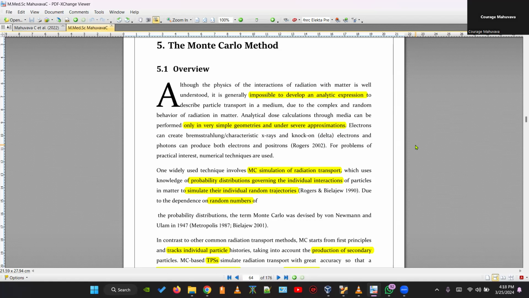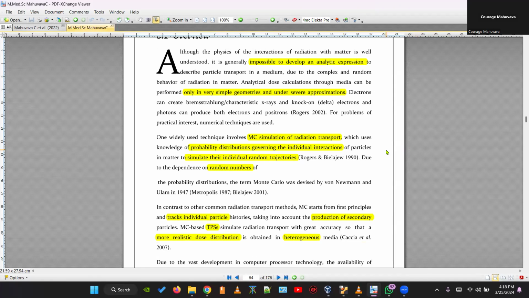So Monte Carlo itself is based on probability distributions, which govern the individual interactions of particles with matter in order to simulate the individual trajectories. And these trajectories are usually random in nature. So Monte Carlo itself is a statistical process. All right, so it's based on simulating a large quantity of histories or particles in order to get an accurate result.